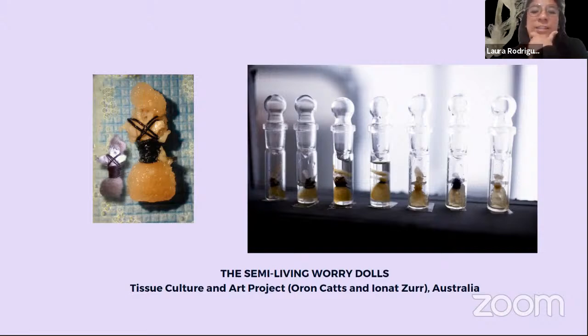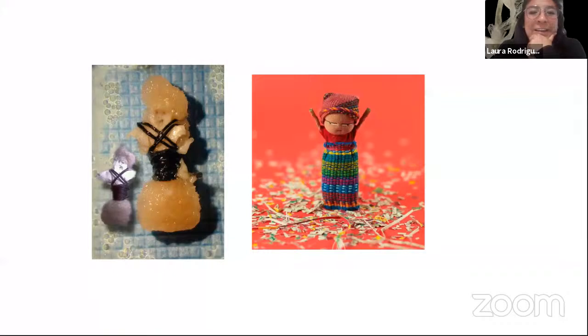They create these ones that are the semi-living worry dolls. They have their origin in a Latin American doll. These little dolls, you can buy them, and they are supposed to help you. If you have some concern or worry, you can tell them at night, like, oh, I'm very worried because I have an exam tomorrow, I'm presenting my thesis. Then you put it under your pillow, and the myth says that this little doll will help you to solve your concerns. So Oron decided to make a real living doll with cells inspired by this one.